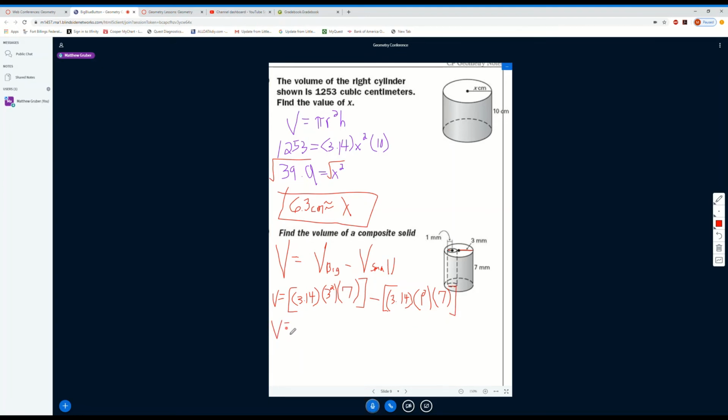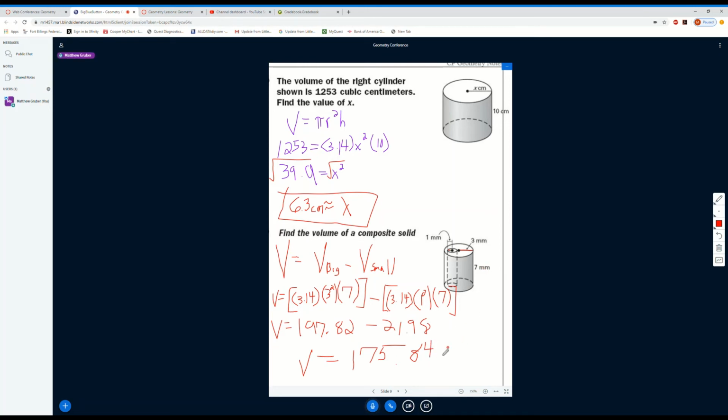So the volume would be, for the volume of the big cylinder, you should have got 197.82. And then we need to subtract the volume of the small cylinder, which was 21.98. So the volume of the composite solid, once you subtract those two, is 175.84.